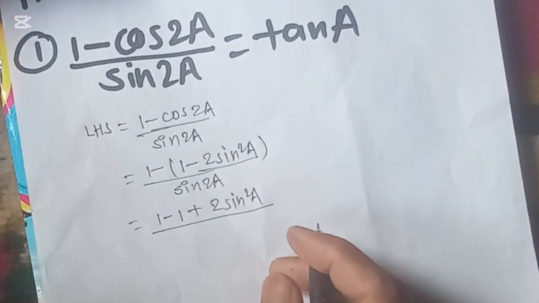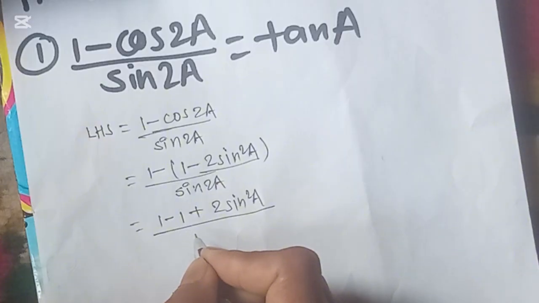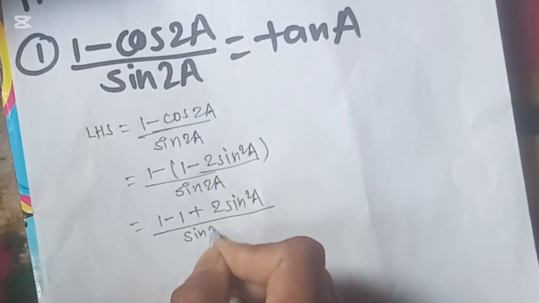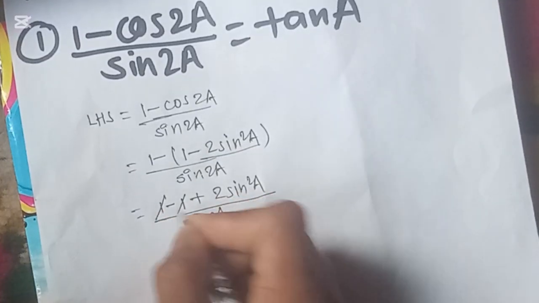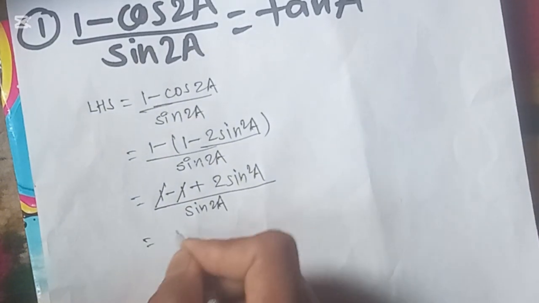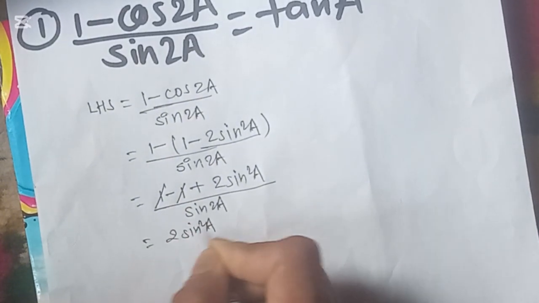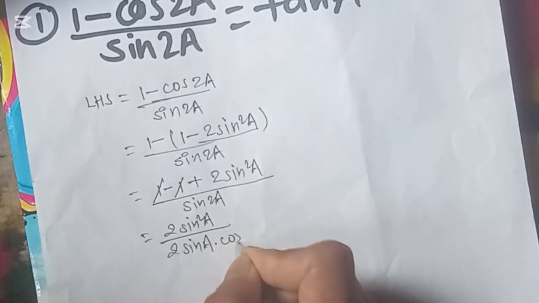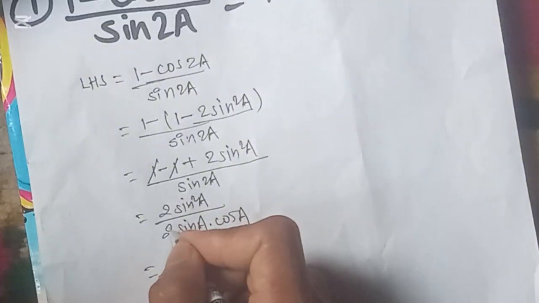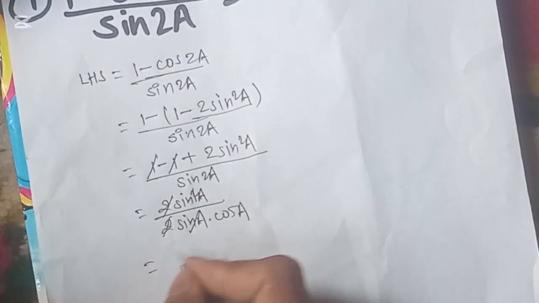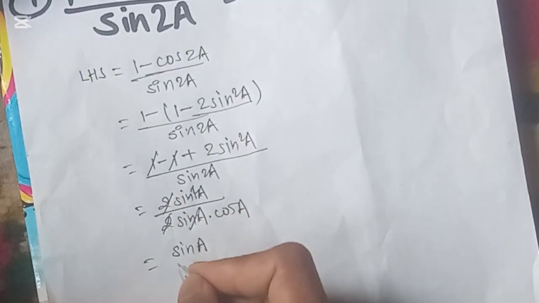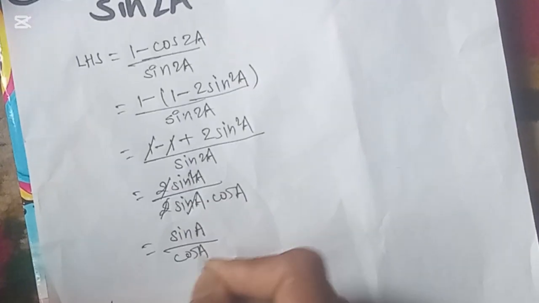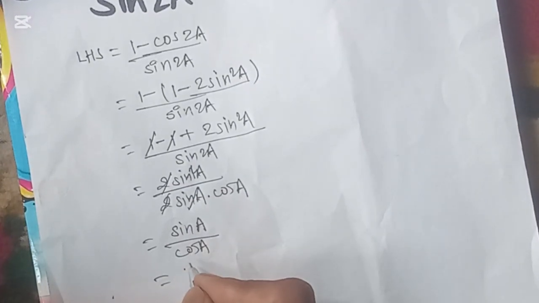Just open the bracket, and for sin 2a we need to use the formula in the next step. Minus 1 and plus 1 cancel, so we can write here 2 sin square a. The formula of sin 2a is 2 sin a cos a. So in the next step, 2 cancels, and sin a with sin square a cancels. So we can write here sin a by cos a, which is equal to tan a, which is equal to RHS. Proved.